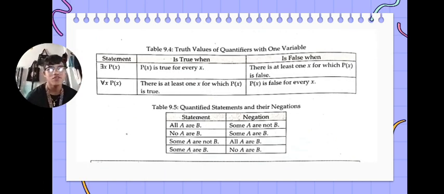Next, the table 4 and the table 5, the quantified statement under negation. The statement all A are B, the negation is some A are not B. And if a statement is no A are B, then its negation is some A are B. Then if the statement is some A are not B, then the negation is all A are B. It simply reverses the opposite of the statement, then that is the negation.